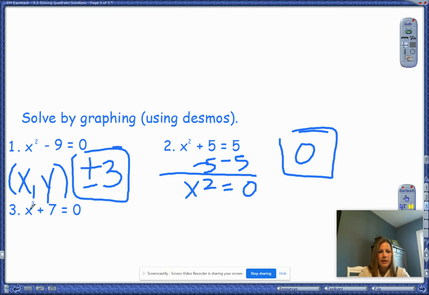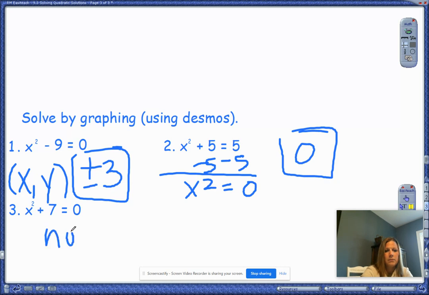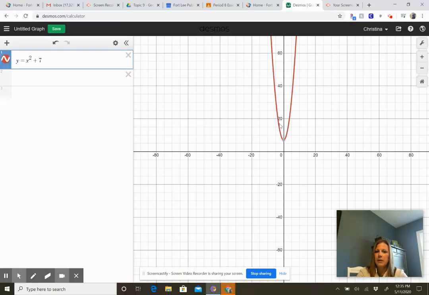But now x squared plus 7 equals 0, and that's already set equal to 0, so I don't need to do anything to change it. So x squared plus 7. Now, this parabola does not go through my x-axis, so it's going to be no solution. I'm just going to show you that one more time. This is my x-axis right here, and my parabola does not cross my x-axis, so it's no solution.